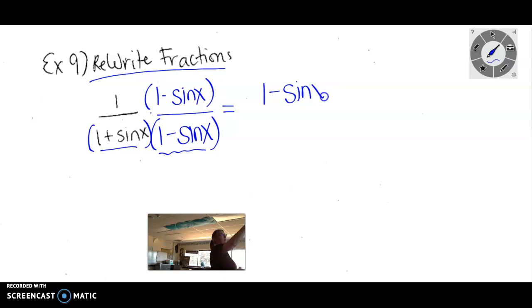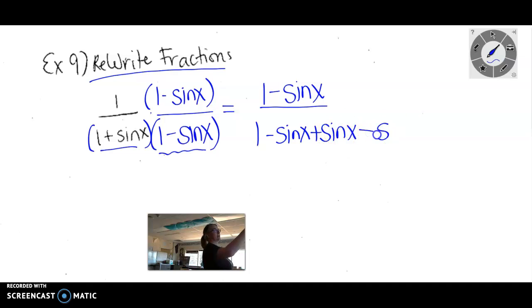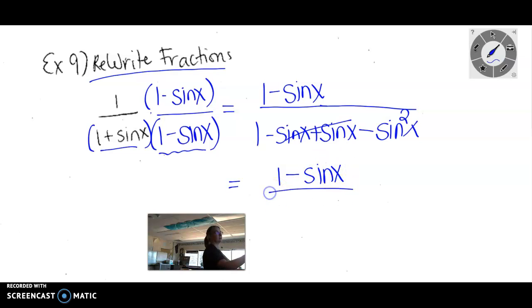Multiplying across on the top, I have 1 minus sine x. On the bottom, you FOIL this: 1 minus sine of x for the outside. The inside is plus sine x. And last is minus sine of x times sine of x, which is sine squared x. Make the fraction bar continue there. These two terms simplify to 0. So 1 minus sine of x on the top, and I've got 1 minus sine squared x on the bottom.